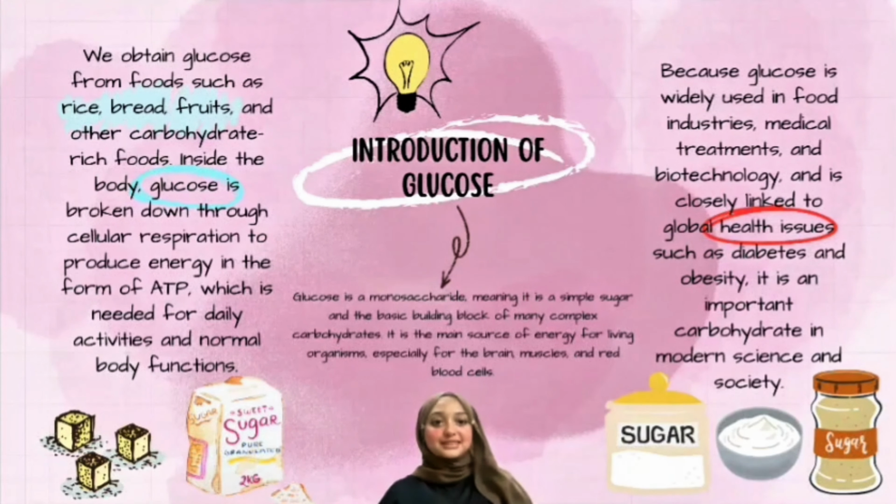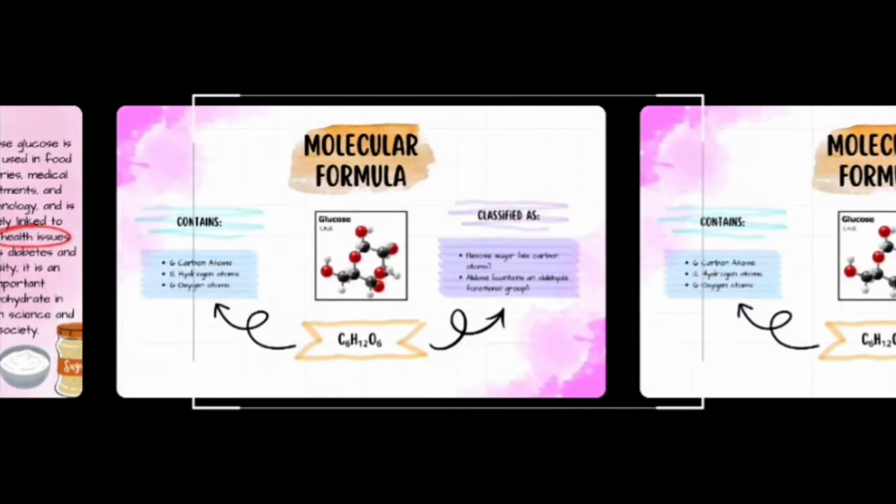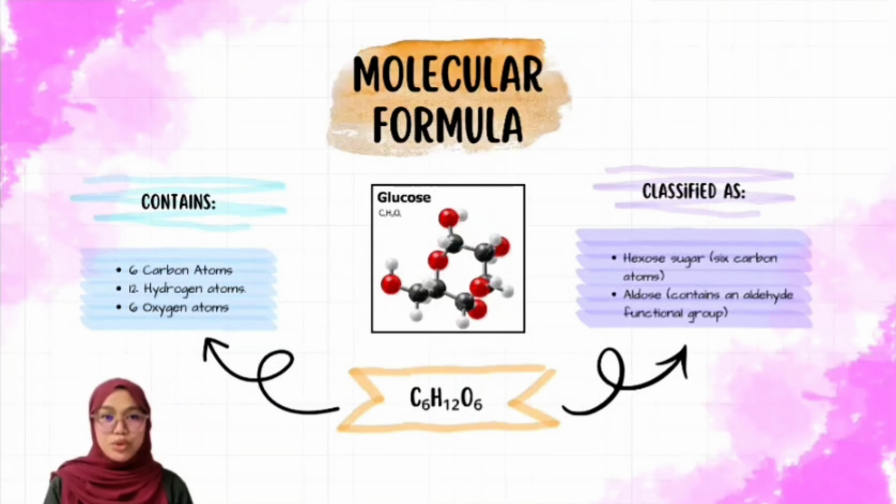Hello everyone, today we're presenting about glucose, which is one of the most important carbohydrates. Glucose is a monosaccharide, meaning it is a simple sugar and the basic building block of many complex carbohydrates. It is the main source of energy for living organisms, especially for the brain, muscles, and red blood cells. The molecular formula of glucose is C6H12O6.